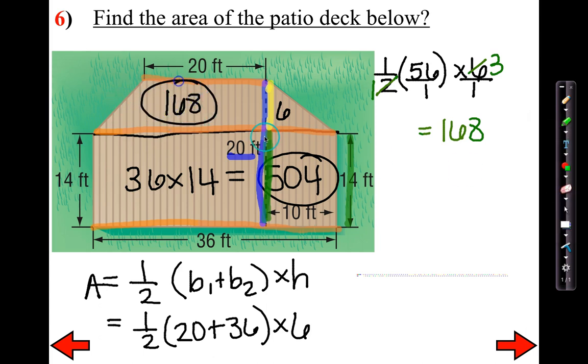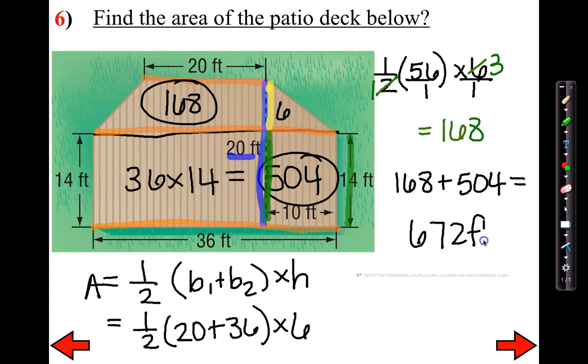But let's remember, we're not done yet. We want to find the area of the entire patio, just not this section and this section alone. So we will have to combine 168 for the trapezoid plus the 504 for the rectangle. When you combine those, what you're going to end up with is a grand total of 672 feet squared.